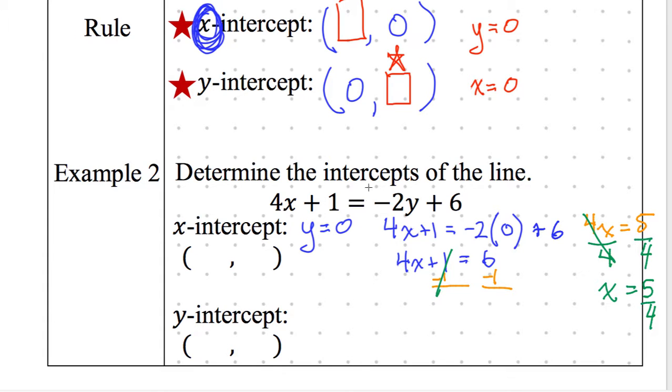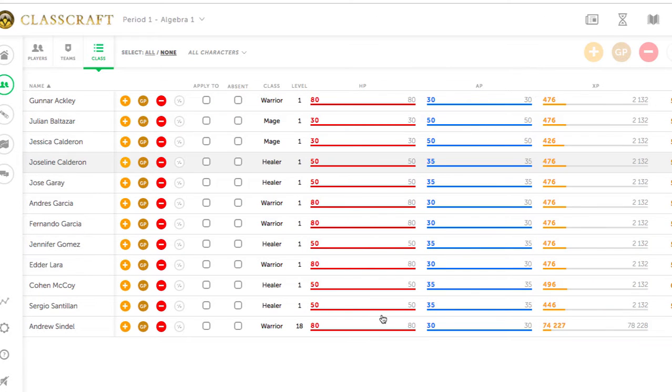That's only half of the answer, though. X is equal to 5/4. So 5/4, does that go on the left or the right? Now everyone can participate because everyone has already turned in their participation cards. Jessica, there you are.